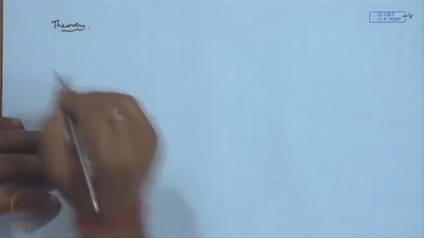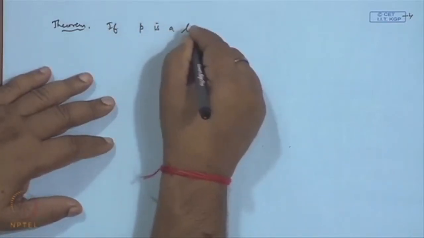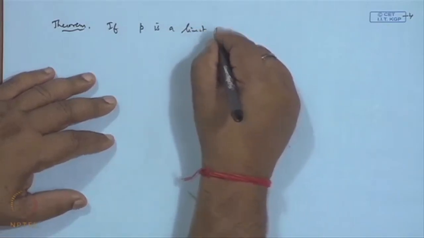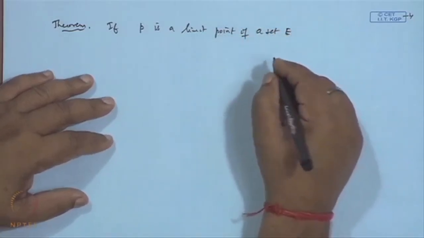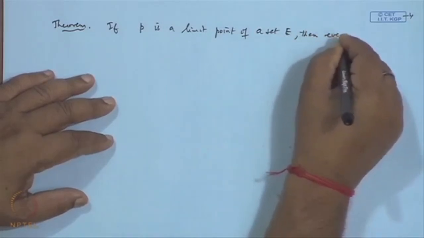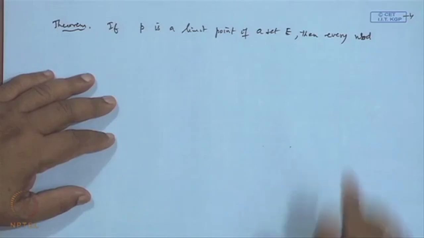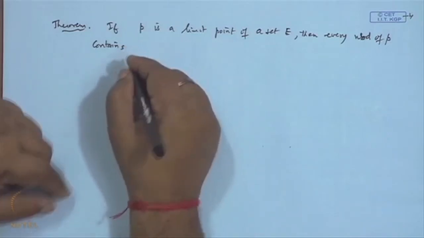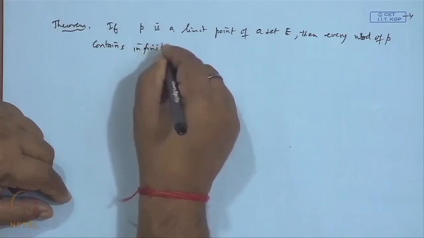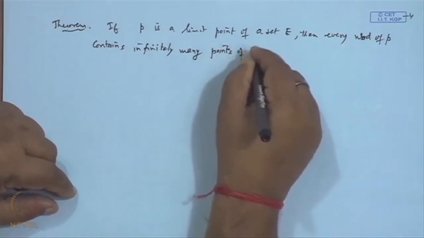So, this shows another result also, which is also useful. If P is a limit point of a set E, then every neighborhood of P contains infinitely many points of E.